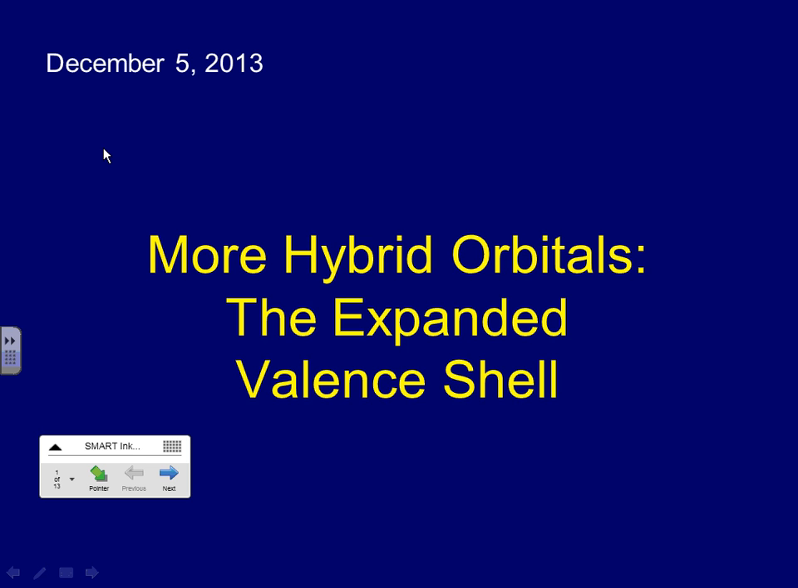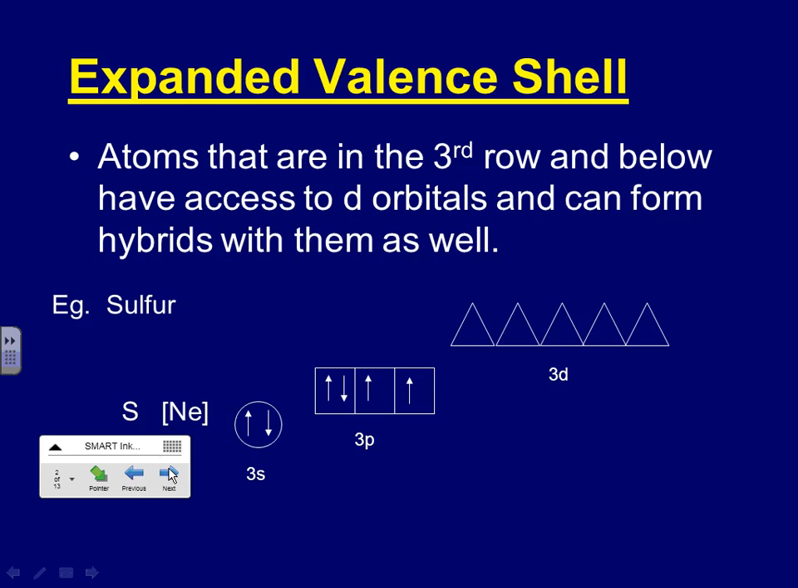So it turns out that there are more types of hybridization than the 3 that we've learned, sp, sp2, and sp3. And that's what today's lesson is on, introducing you to what we call the expanded valence shell and the fact that some atoms, and when I say some atoms, I'm talking about atoms in the 3rd row and below, they can have more than 8 electrons in their outer shell. So let's just get straight to this.